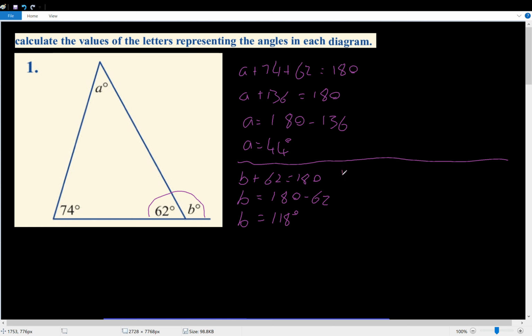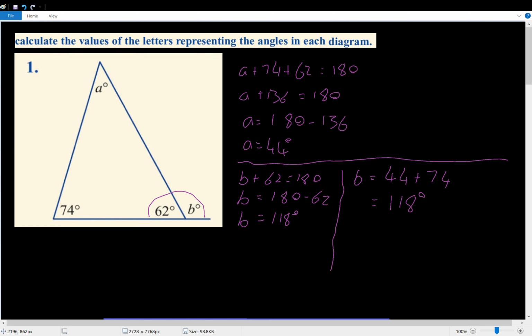Now the other way we could get B, if we didn't immediately spot that, is that B is an exterior angle to this triangle, which means that B is equal to the sum of the two angles opposite it in the triangle, so A and 74. And since we already have a value for A, we can say that B is equal to 44 plus 74, which is equal to 118 degrees.